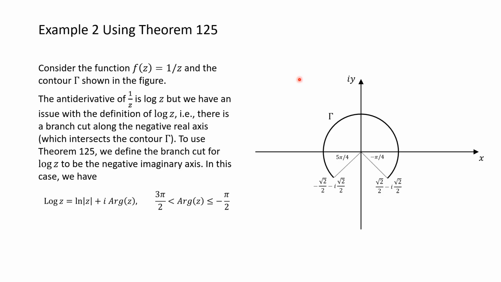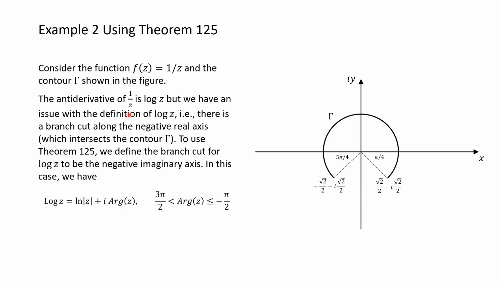As a second example, we're going to take the integral of f of z equals 1 over z over this contour shown here on the right. It goes from the point square root of 2 over 2 minus i square root of 2 over 2, which is basically at an angle minus pi over 4 from the real axis, going to the point minus the square root of 2 over 2 minus i square root of 2 over 2. And this point is at an angle 5 pi over 4 from the real axis.